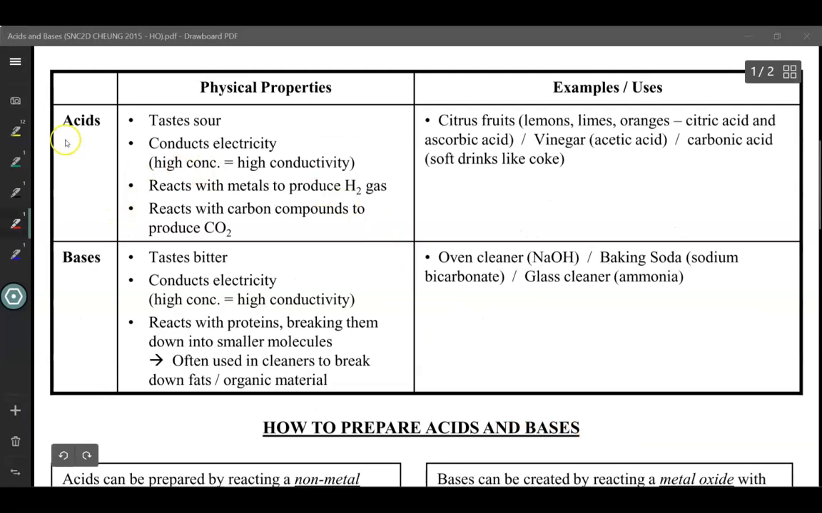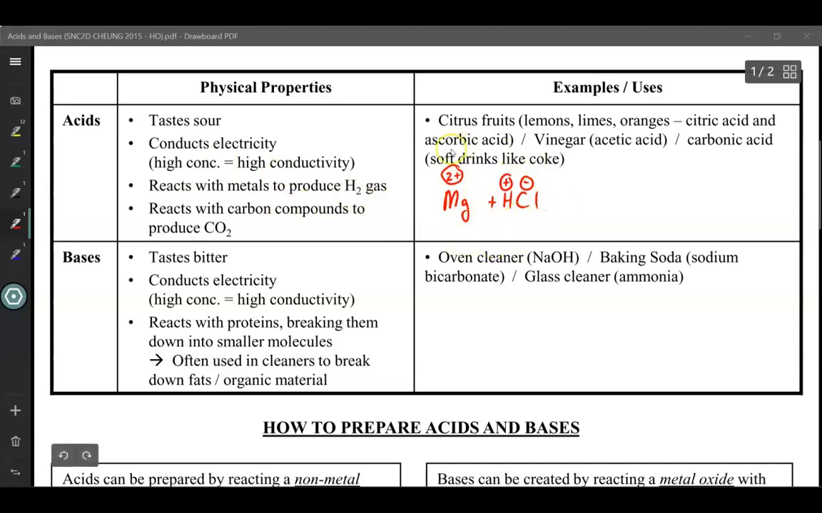As I mentioned earlier, most students are familiar with the term acids. They know that it tastes sour, so lemon juice, lime juice, orange juice, citrus fruits. And some may be aware that acids conduct electricity, which is where they probably heard the term battery acid. Now, acids can react with metals to produce hydrogen gas. So here we have magnesium reacting with hydrochloric acid in a single displacement reaction.